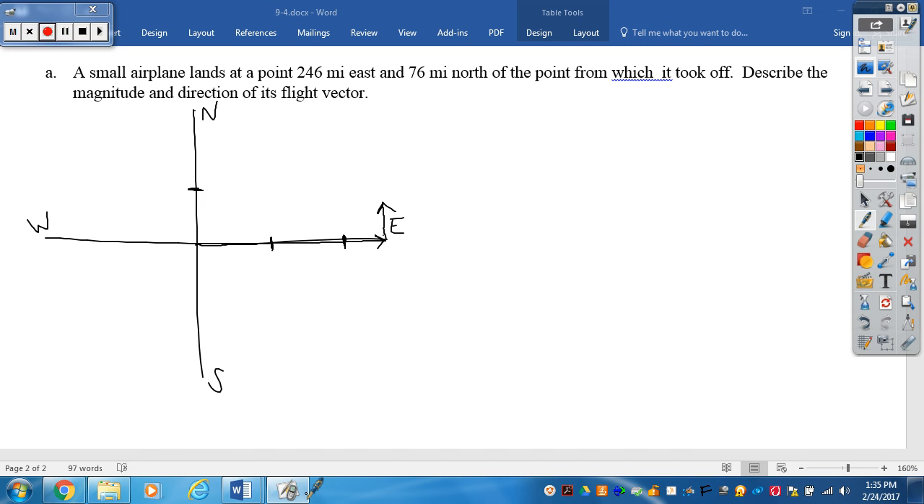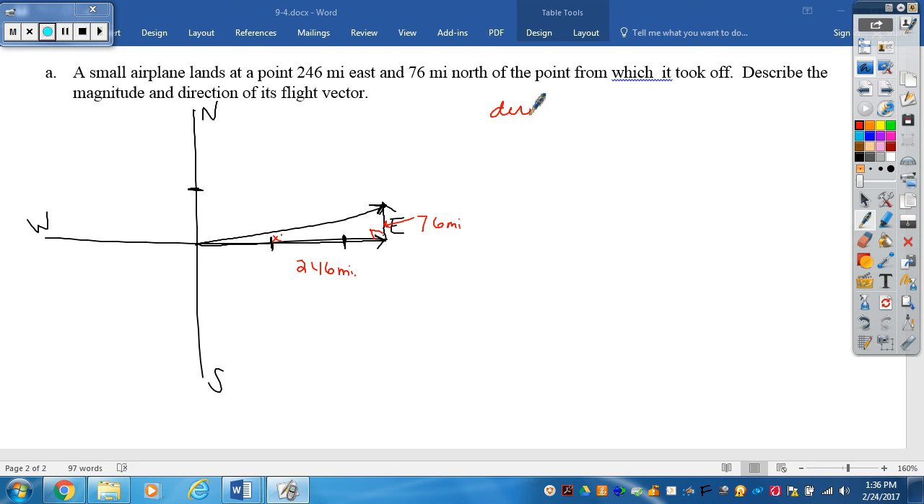Those two vectors influence each other. Okay. So the question here is this: describe the direction and magnitude of the flight vector. Here's your initial point. Here's your terminal point. Okay, and we need the direction and the magnitude. So if you remember back to what we did before, this is 246. This right here is 76. Okay, both are in miles. To get your direction, I need this angle right here.